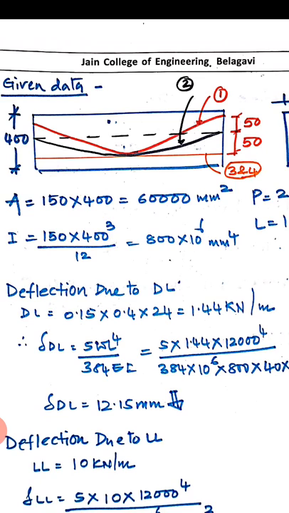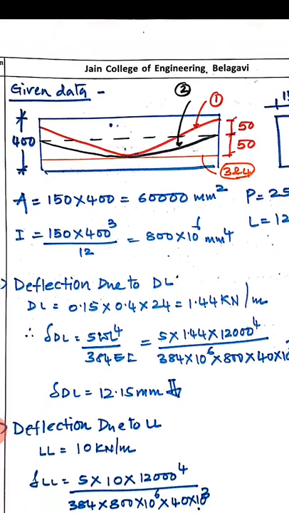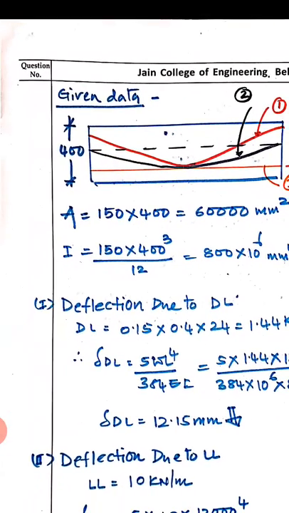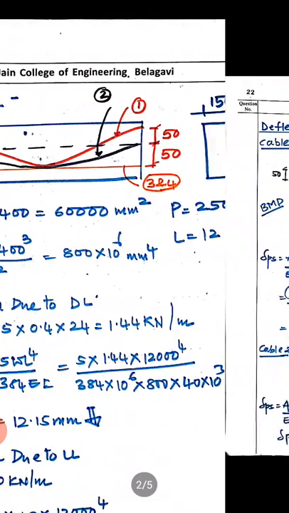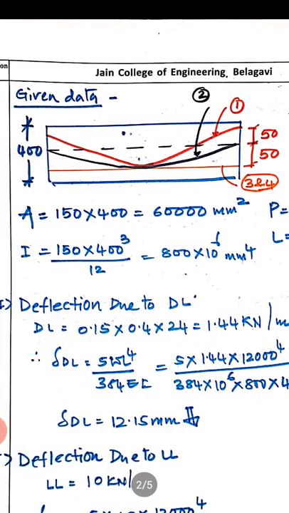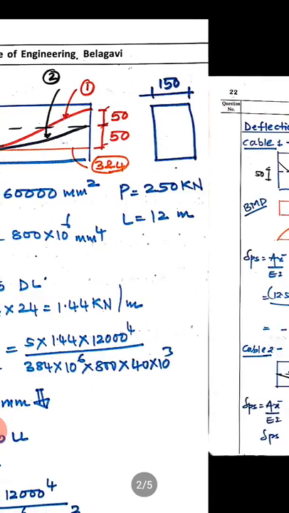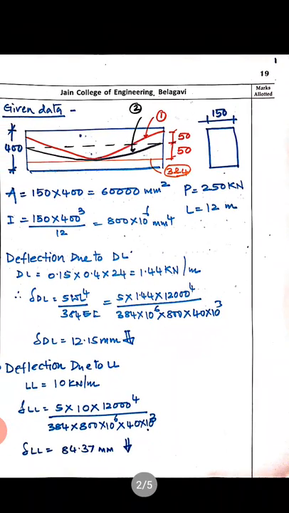According to the given data, you have to understand and try to draw a rough sketch of the profile according to the given eccentricities. Other properties: the beam size is 150 by 400, so you can easily calculate the area. Then they have given the prestressing force, then I, so I is bd cubed by 12. The span of the beam is 12 meter. The next step is to find out the deflection due to prestress plus self-weight.